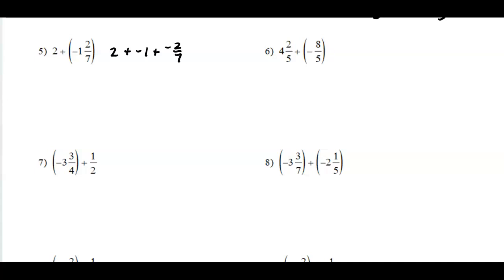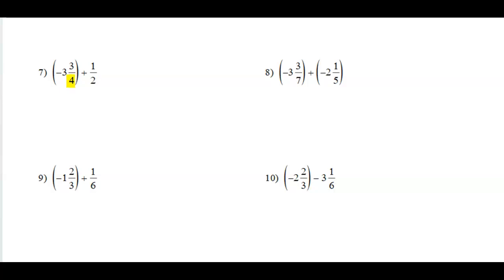So if that whole number is negative, that fraction is negative. Now, notice in 7 through 10, we do not have common denominators anymore. Our denominators are different, so we need to find common denominators first. For negative 3 3/4 and 1/2, I can multiply 1/2 by 2 to make that a fourth. Now I have common denominators.